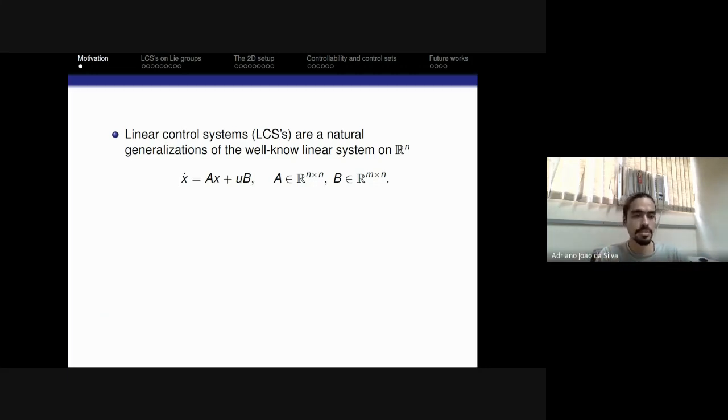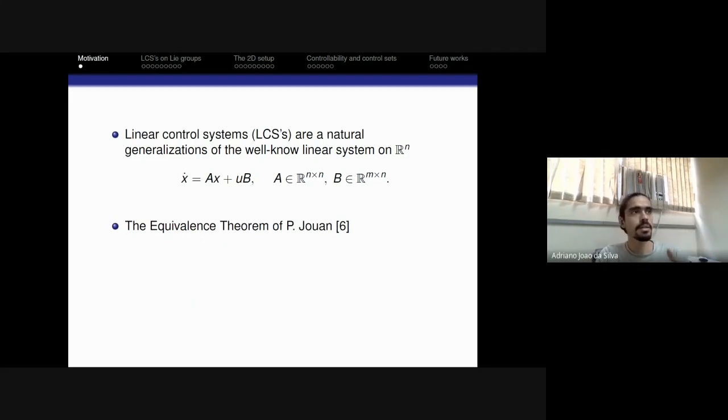For me, the motivation to study linear control systems is basically purely mathematical. It's a nice object that relates quite well with the geometrical features of a Lie group, and it's also a natural generalization of the well-known linear systems on R^n. These have lots of applications; you have physical problems that are modeled in this kind of setup. Linear control systems on Lie groups appear basically as a generalization of this kind of system. They appeared first for matrix groups, by Markus, and later for general groups.